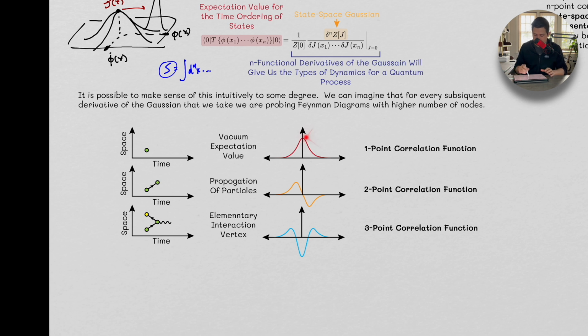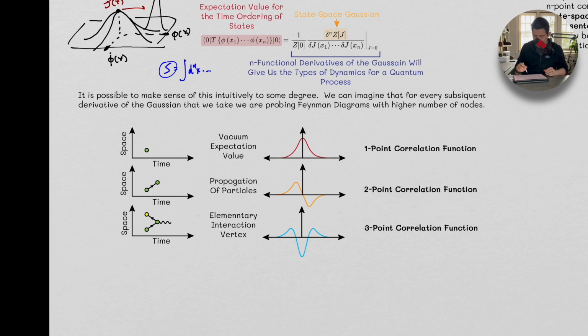So if we have one Gaussian, this is going to be our 1-point correlation function. We'll define what correlation functions are later, but for right now, this is going to be our 1-point correlation function. This is going to be tethered to the idea of the vacuum expectation value. And when we look at a space-time diagram, it's just going to be the expectation value of some particle located at some state, or having some particular state.